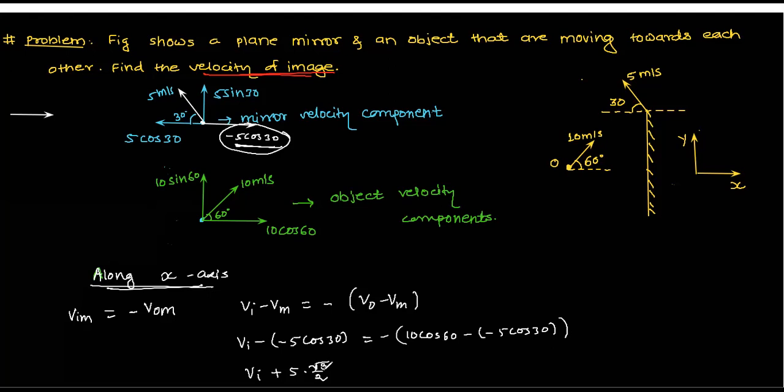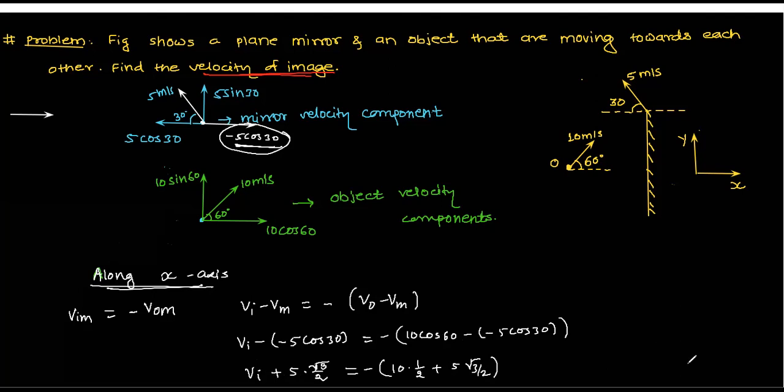Change it. This is root 3 by 2, cos 30 value, is equal to minus this, minus, and this 10 cos 60. Now 10 cos 60 is 1 by 2, minus again plus, here it is 5 cos 30. So 5 again root 3 by 2, right? 5 root 3 by 2. Check once. Everything is right now. Vi plus 5 root 3 by 2 is equal to minus of 10 into 1 by 2 plus 5 root 3 by 2. This is cos 30, root 3 by 2, cos 60, 1 by 2, minus plus, and this minus also plus. I think it is right now.